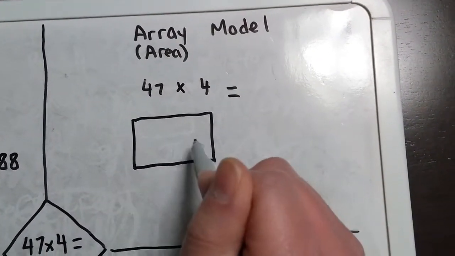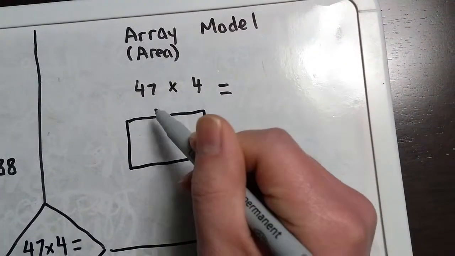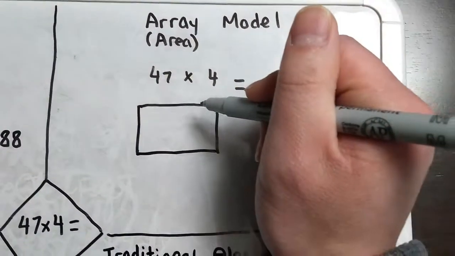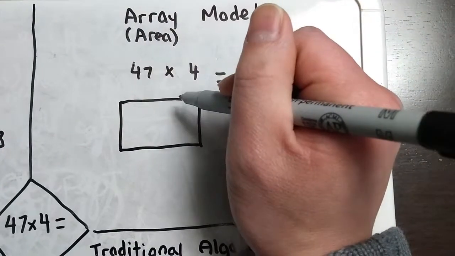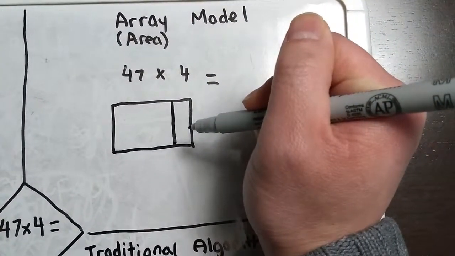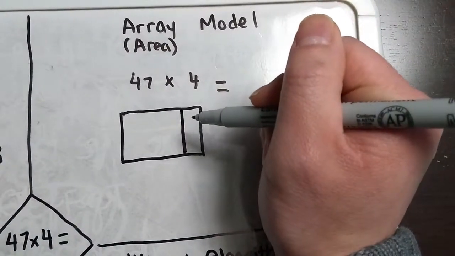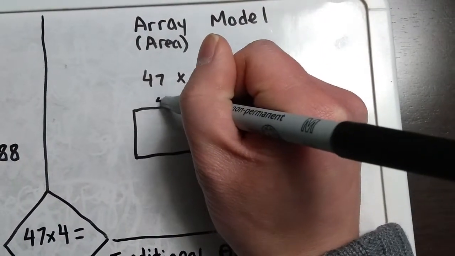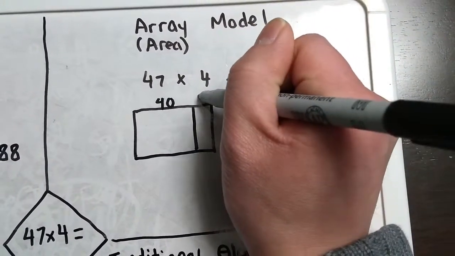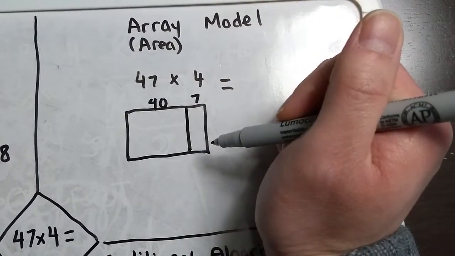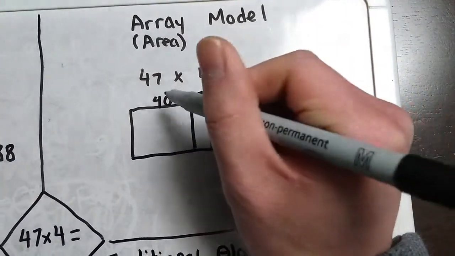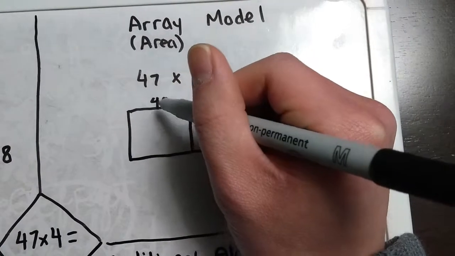We are not going to draw 47 rows and 4 columns. That's too much. What we're going to do instead is split our shape into 2 separate areas. Now if I drew this correctly, I would have 40 rows and 7 rows and then 4 columns, and you'd use your imagination. But in this case, you're going to imagine instead 40 columns and 7 columns, and then in each of those you're going to have 4 rows each.